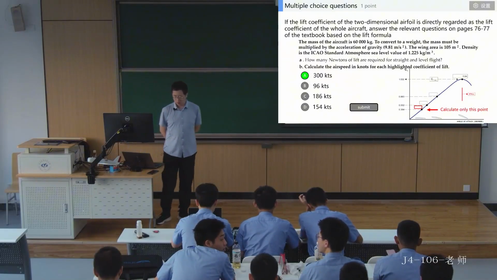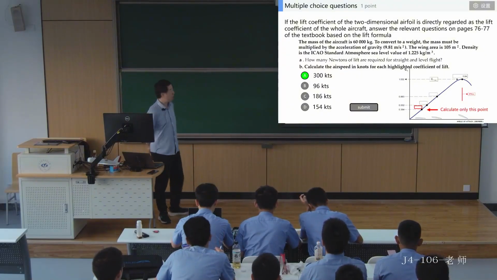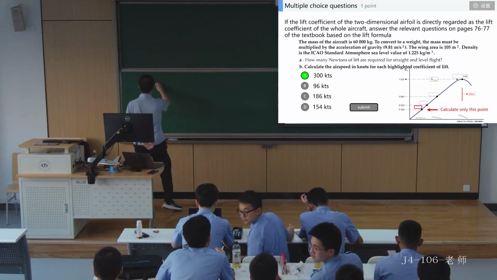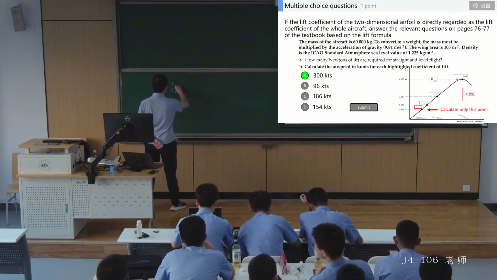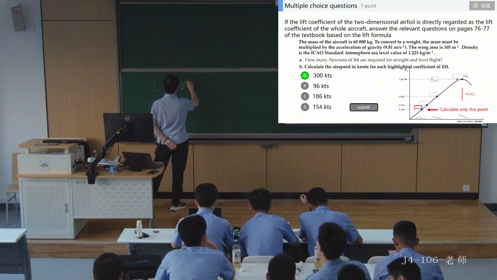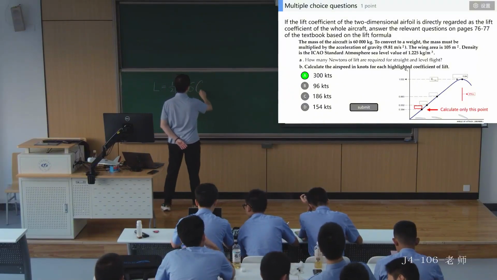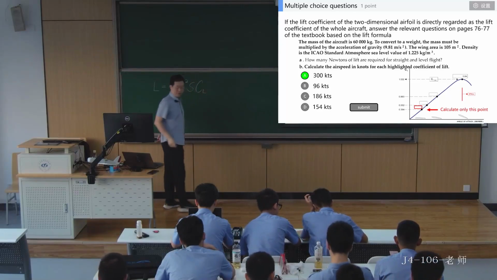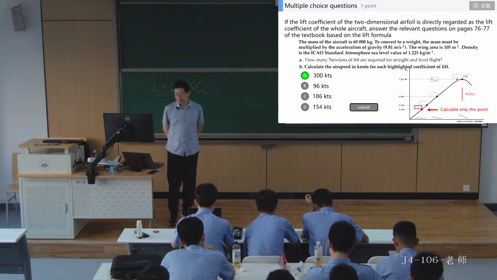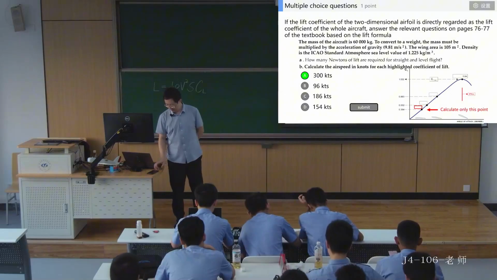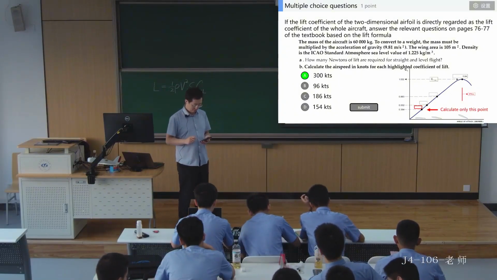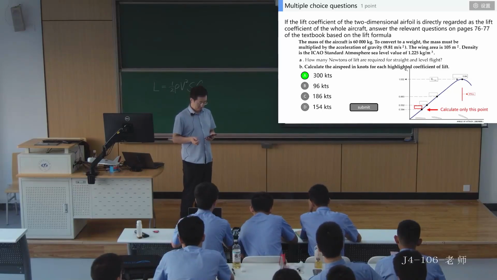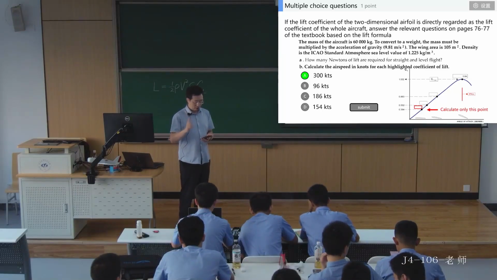If you've forgotten the lift calculation relationship, let me remind you that lift should equal what? One half times the air density, times velocity squared, times the wing area, times the lift coefficient. All right, the final minute.